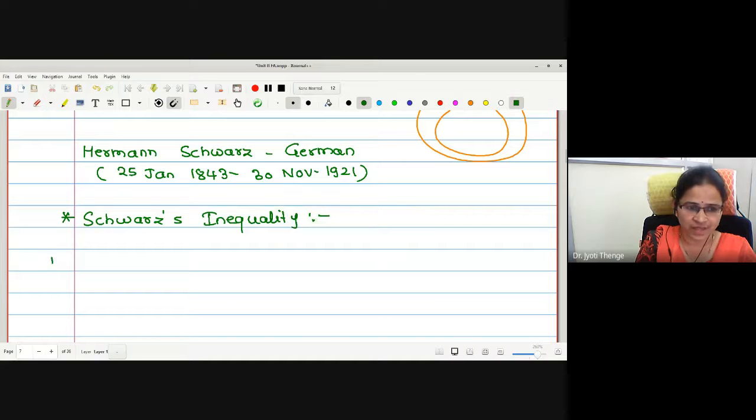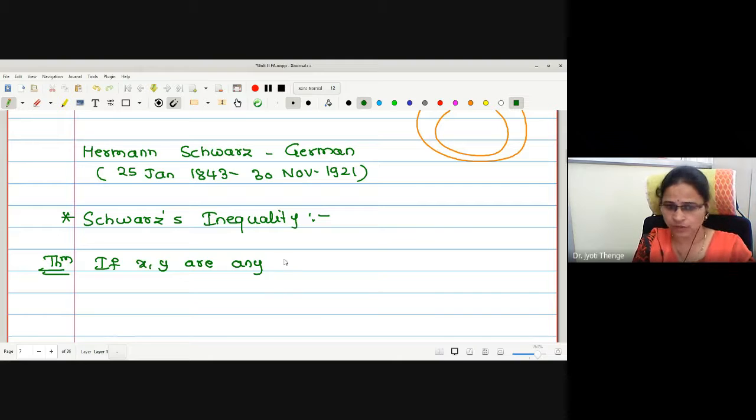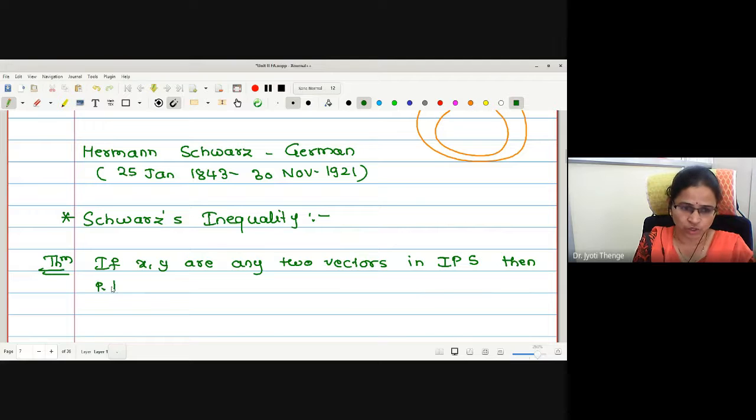The statement says that if x and y are any two vectors in an inner product space, then prove that, what is it asking us to prove? The modulus of the inner product of x with y is less than or equal to norm x into norm y.